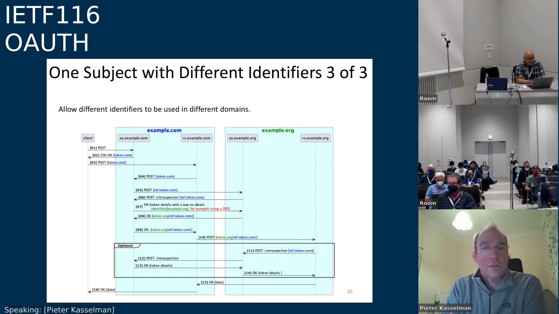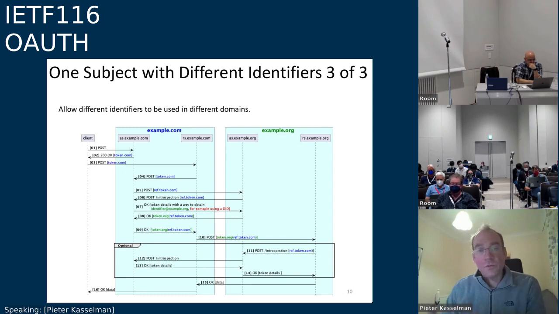The third option is allowing different identifiers to be used in different domains. It's a little bit more involved, but it is also trying to accommodate the fact that in these different domains, we will not necessarily have the same identifiers, and so we need to be able to pass information along that allows for that mapping to happen. In this case, there's the idea of doing that by reference and through introspection, allowing the example.org domain to query or do introspection to learn a little more about how to map this to the identifier in their own domain.